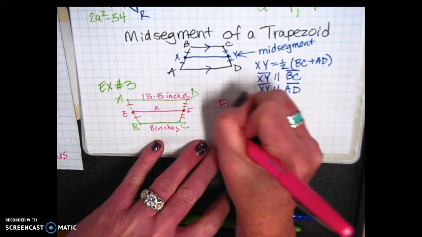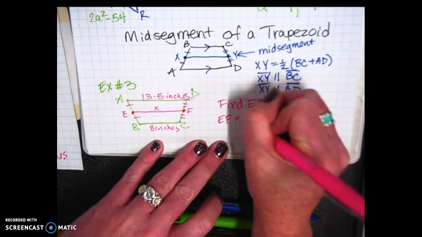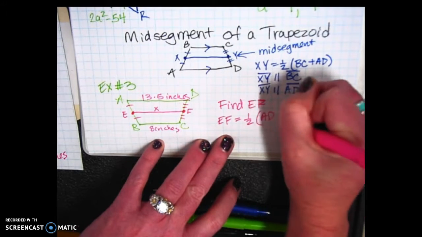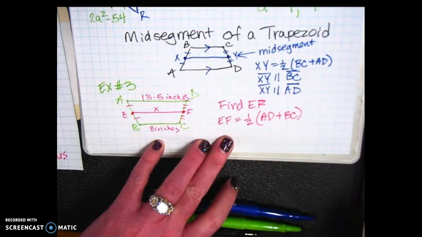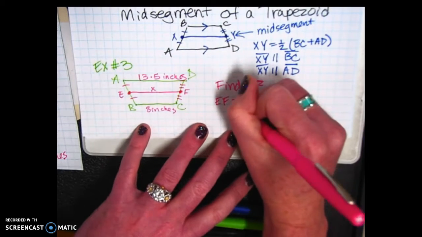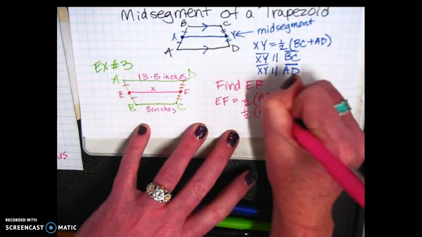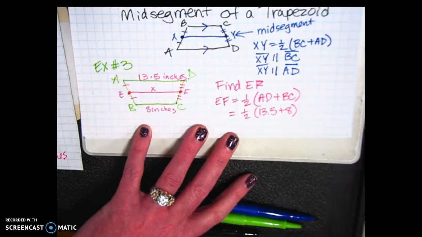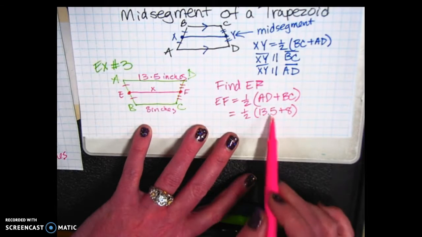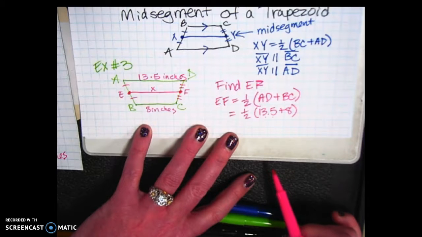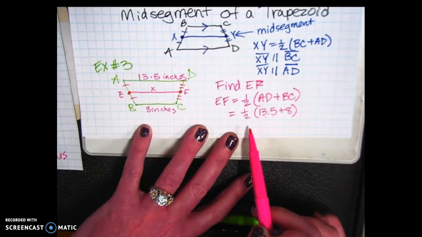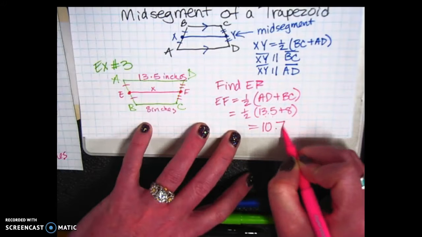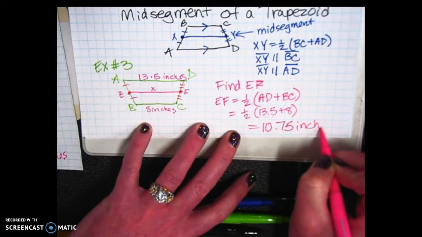Okay, in this case, EF is going to be equal to half of whatever the 2 bases are. So AD plus BC. So we're going to plug in the numbers that are there. So half of 13.5 plus 8. You can't do this one in your head, just punch it in your calculator, type in 13.5 plus 8. Hit the equal sign, and then you can multiply by half, or it's easier to divide by what? 2. And you'll get 10.75. Okay?